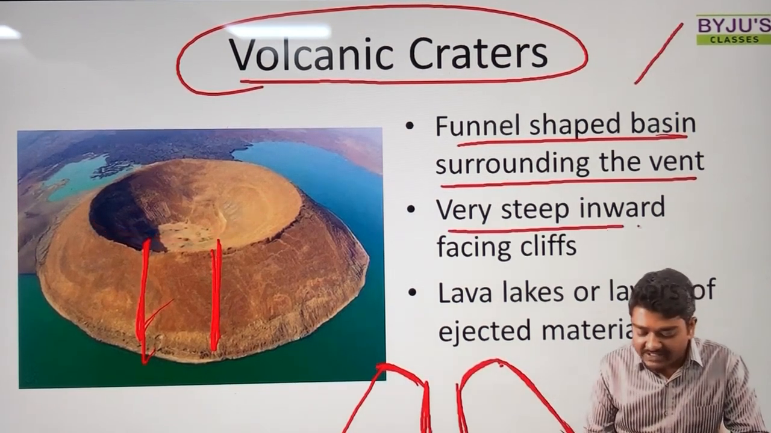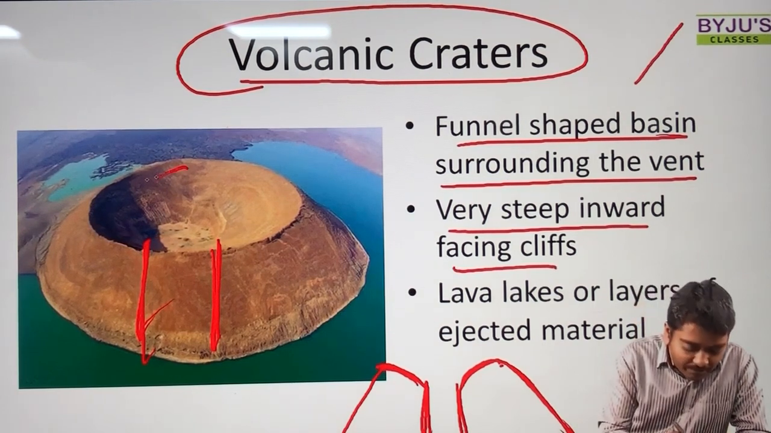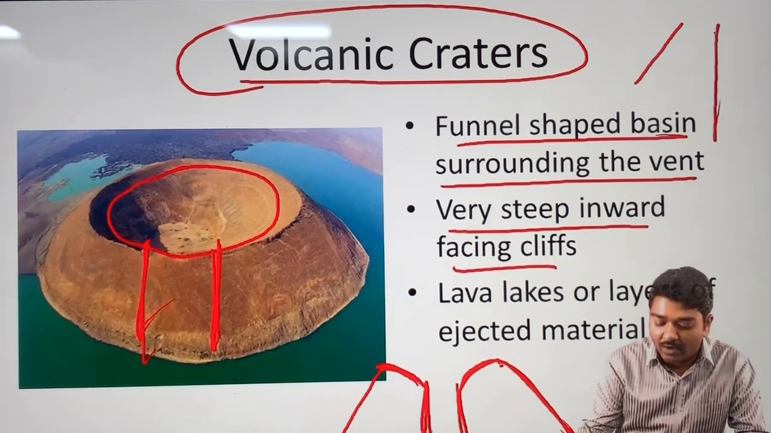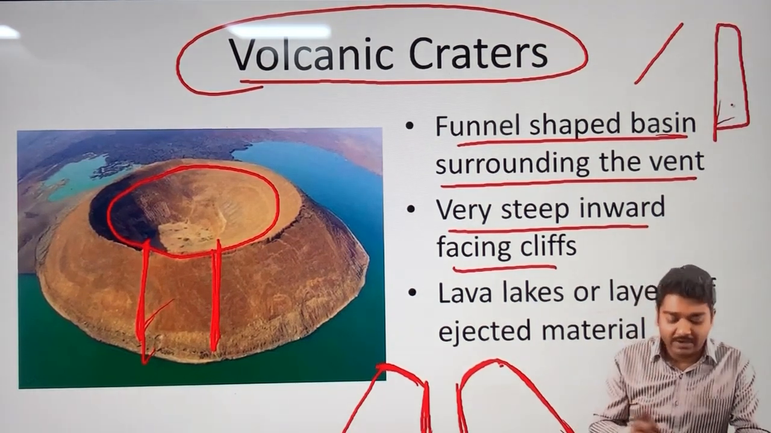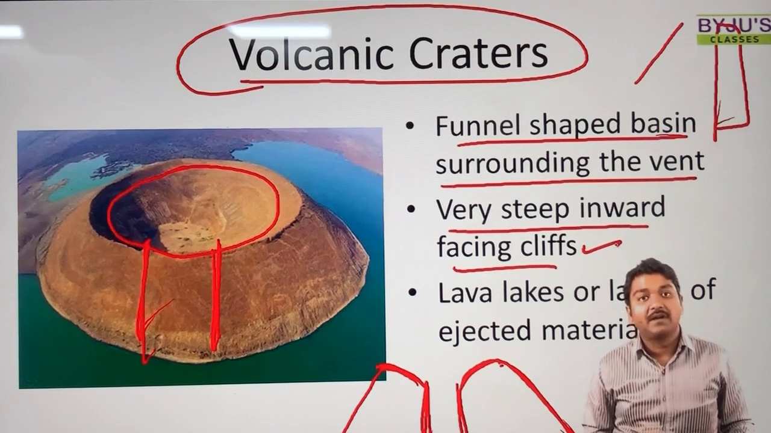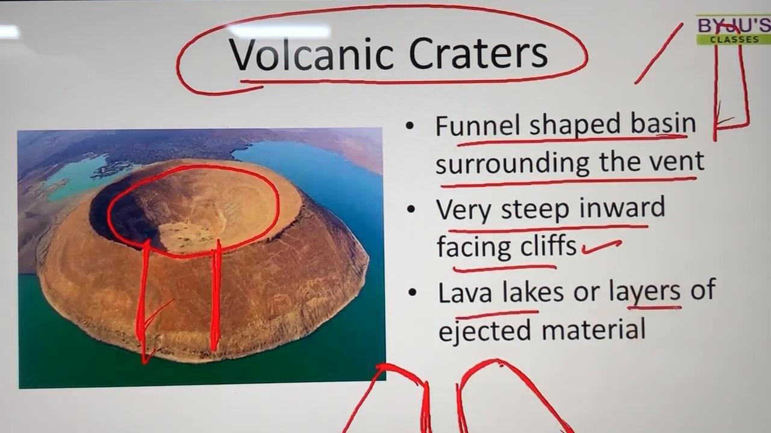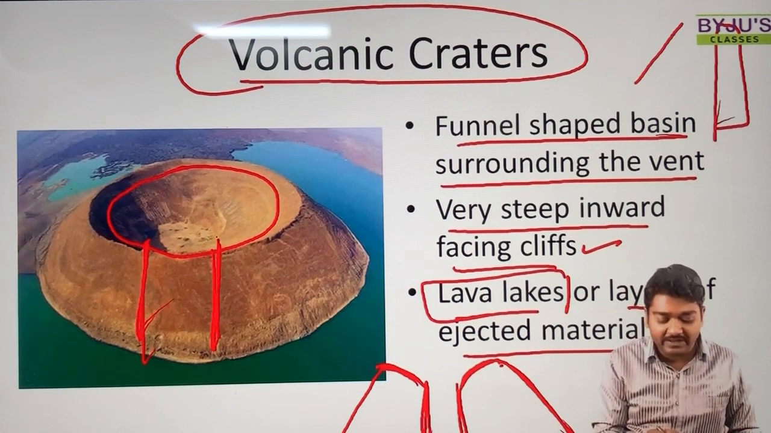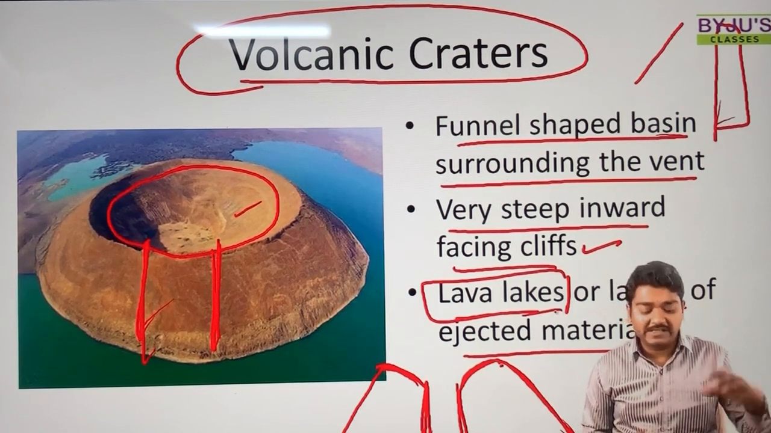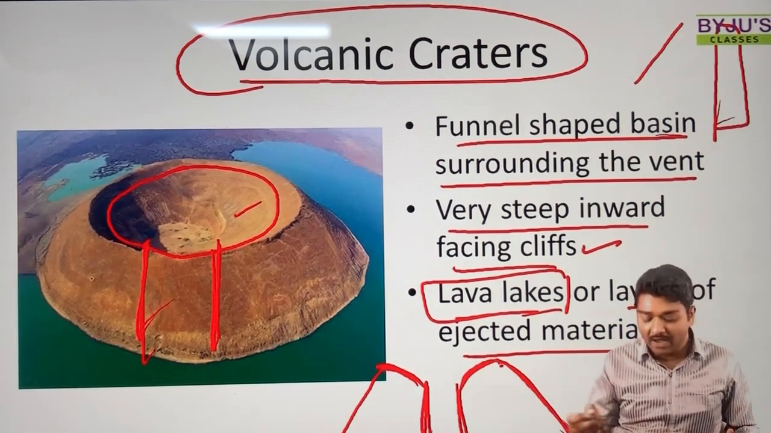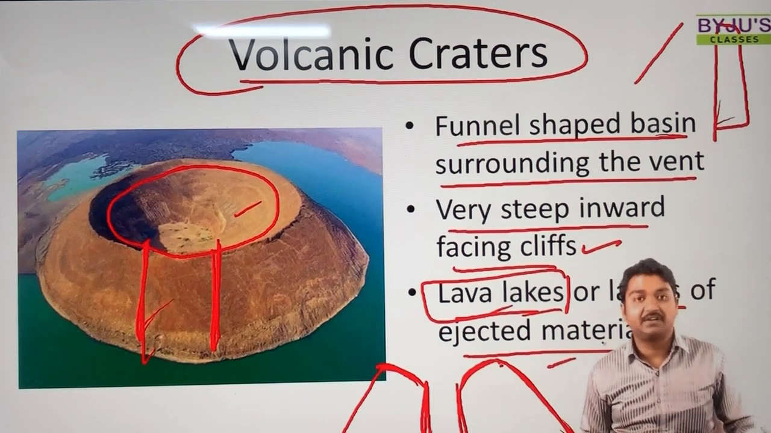You usually see very steep inward facing cliffs. What does it mean? The inward faces. We have already seen what a cliff is, where you have a horizontal or steep slope, isn't it? So inward facing, where the vent is there, you see cliffs. Lava lakes or layers of ejected material are usually observed in this region. That is, see the region, if water is filled there, they become lakes, or you may see ashes and other things present in that region. So in the crater, you may observe lakes or ejected material.